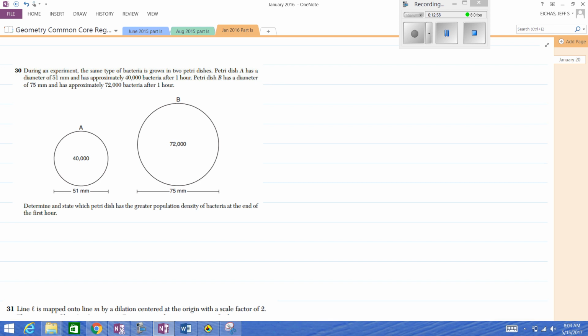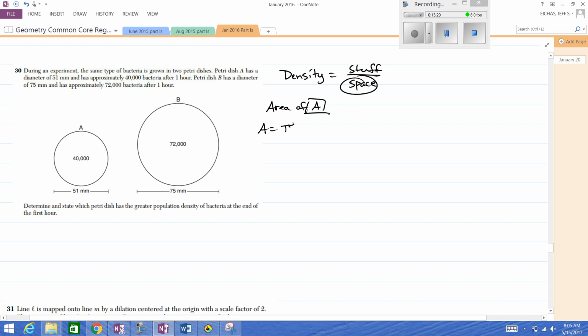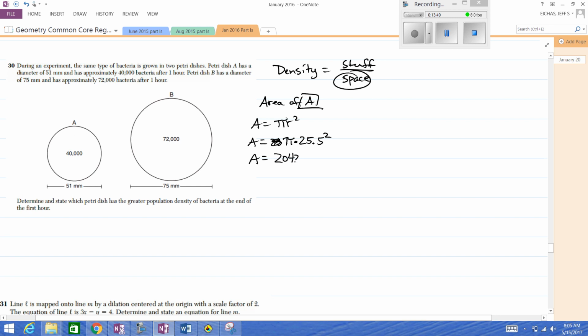All right, we got two different petri dishes. Which one has a greater density? Again, density, it's going to be stuff over space. It looks like we're just going with two-dimensional. So area is probably going to be our space. All right, so we'll say the area of A. Okay, so pi r squared, half of 51 is 25.5, so pi times 25.5 squared. Let your calculator do that work, and it looks like 2042.82, area of B.